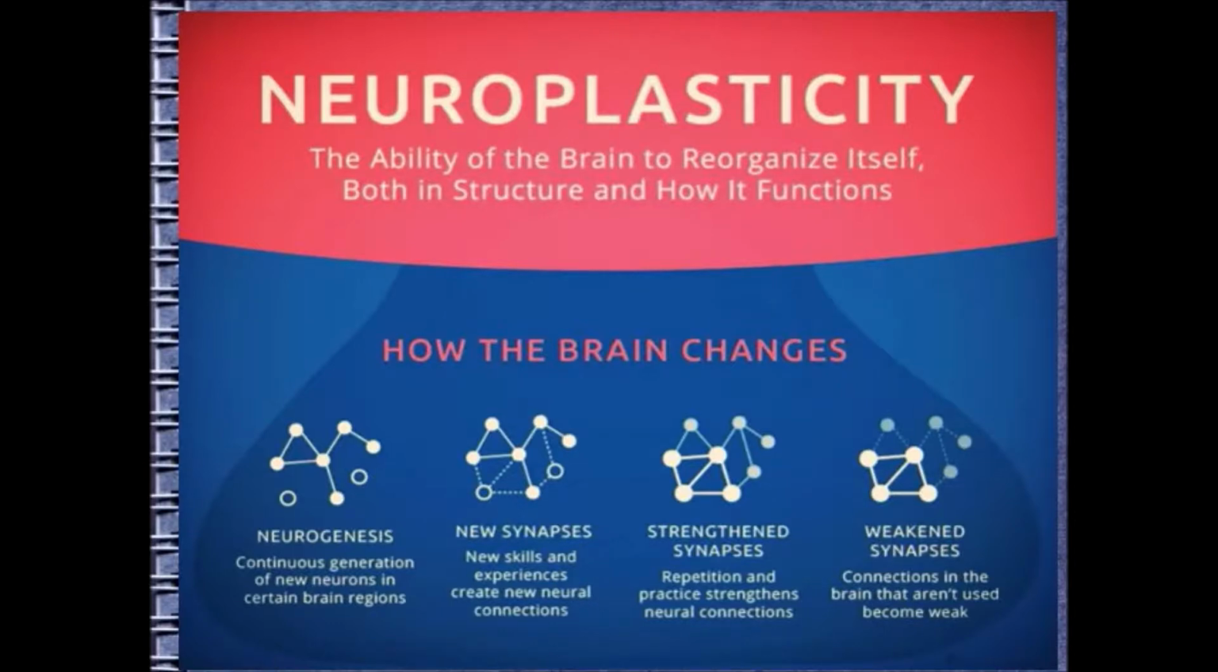Weakened synapses: connections in the brain that aren't used become weak. So basically, if you don't use it, you lose it. If you never walk around outside, if you never get outside, if you're always behind the TV, always behind the computer, always inside where it's not as bright, your vision will probably start going, and you need to get outside more, and you need to start walking around, getting some new neural synapses going, getting some new connections made, and hopefully, with any luck, you'll start seeing better.